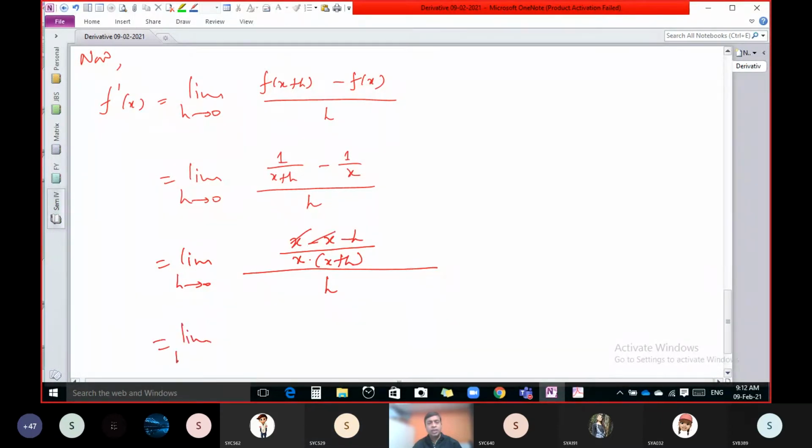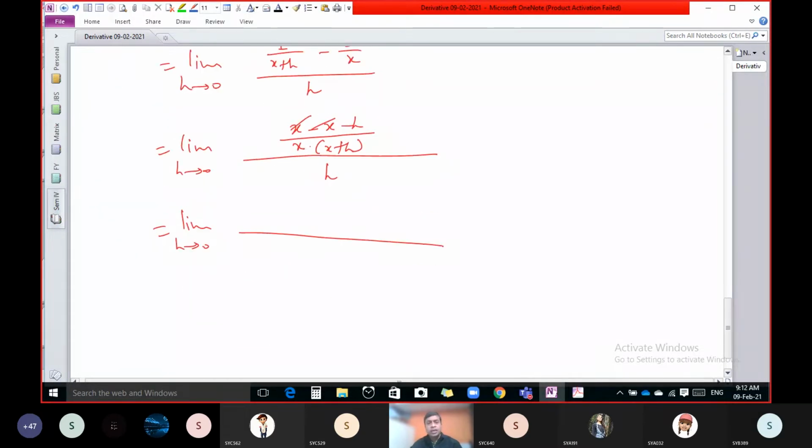So limit h tends to 0. You can take this x and x plus h in the denominator. So h into x plus h. And what do we get in the numerator? Only minus h. Correct. Now cancel this h. So we get minus 1 upon x into x plus h.